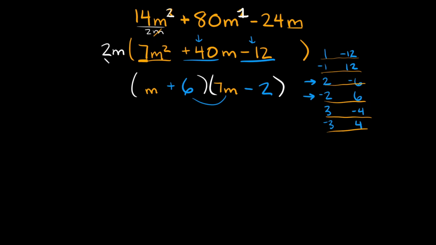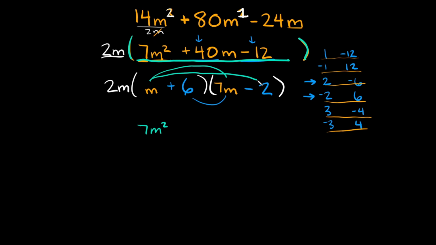But first thing we have to do is remember this 2m that we factored out at the very beginning. We need to make sure we bring this down also. Okay, that didn't go anywhere. That's still there. Okay, so we're going to FOIL this now, and we should get back to this part right here. Okay, 7m squared plus 40m minus 12. Okay, so let's FOIL this out. Okay, so we're going to go first. So m times 7m, that's equal to 7m squared.